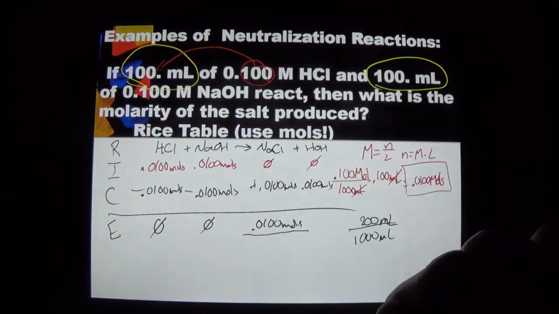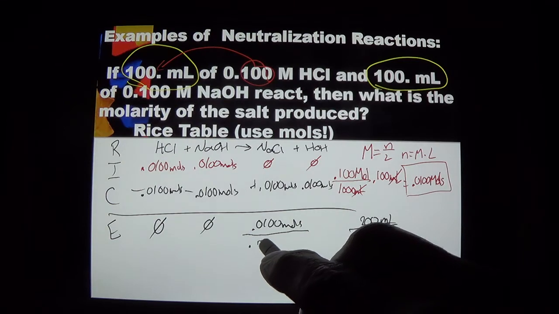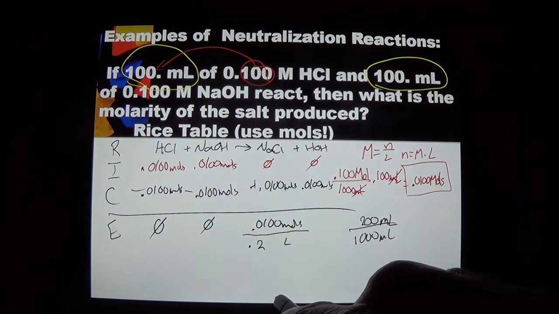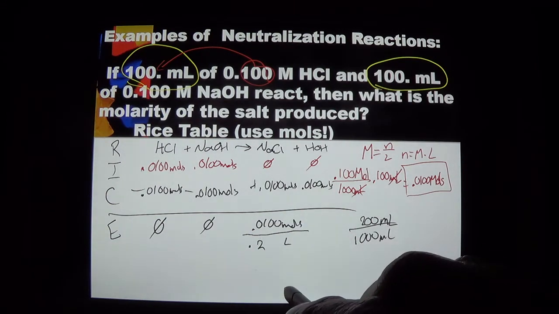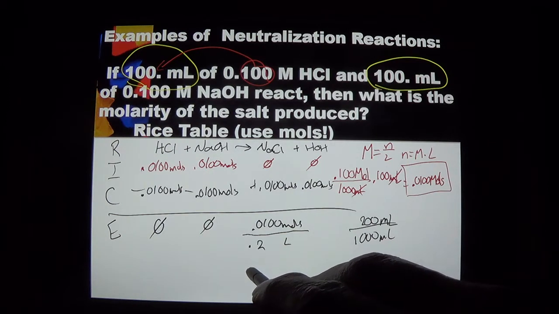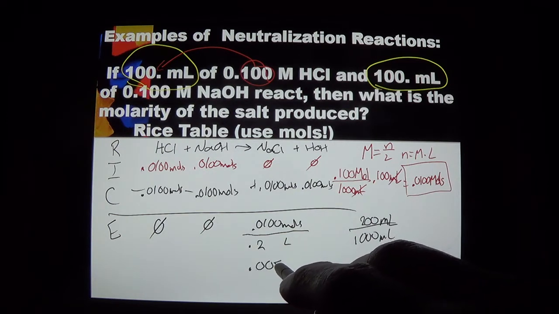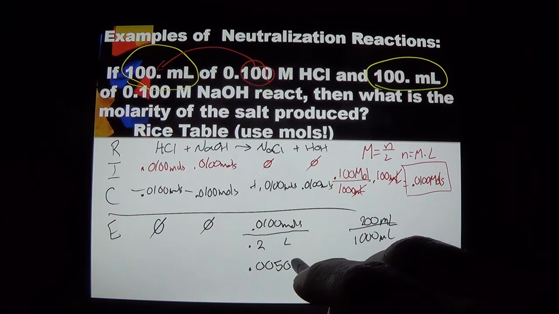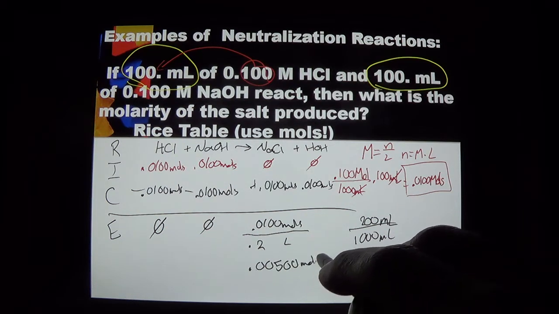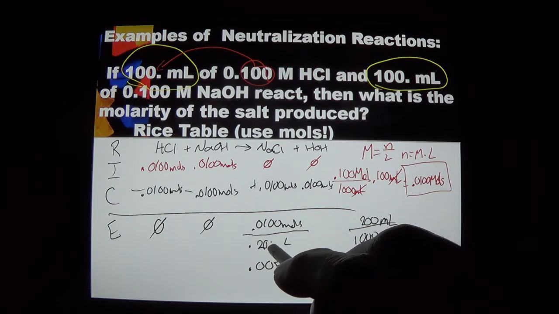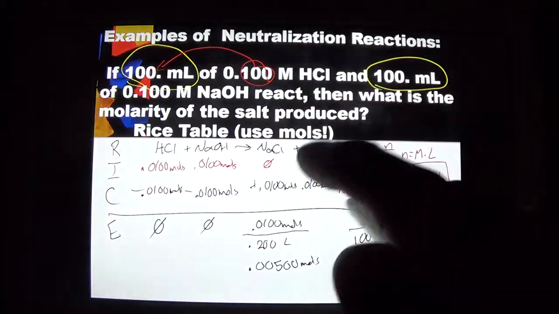So remember, for molarity, I need moles per liter, so 0.2 liters. So I'm going to take that and divide it by 2. So my final answer is 0.00. I hope I've moved enough decimal places. 0.00 moles. And that's like two additional decimal places there.